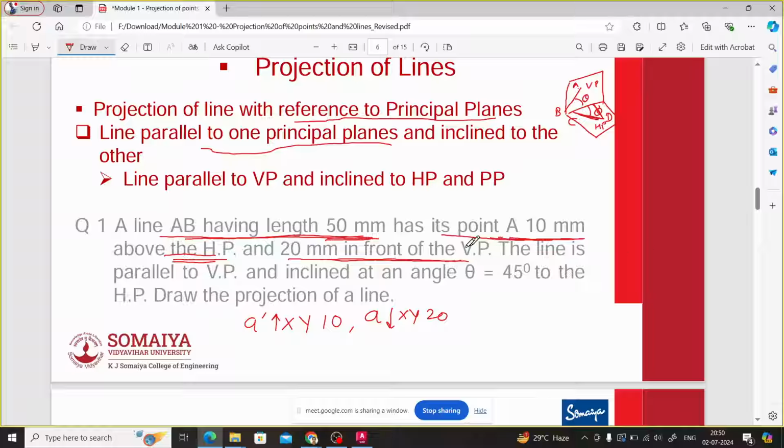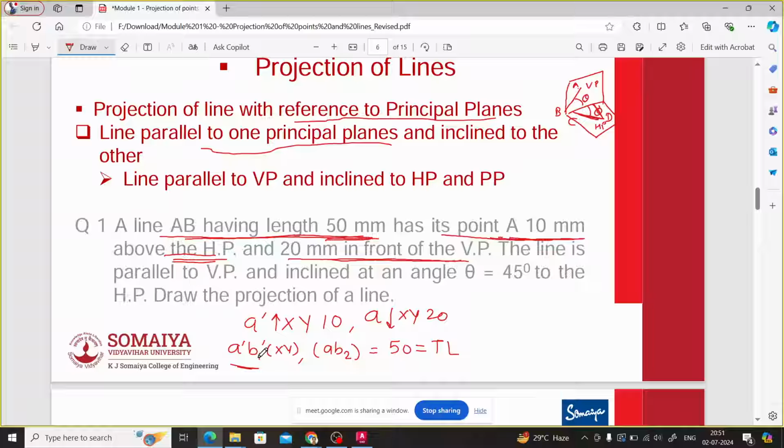Now let us understand the meaning of line AB of 50 length. Whenever we write the line AB 50 length, we are concerned with the true length. How do we designate the true length? By two notations, A dash B1 dash, because for the true length we get two positions, one above XY and one below XY. So A dash B1 dash, A B2, equals 50, and it is nothing but the true length.